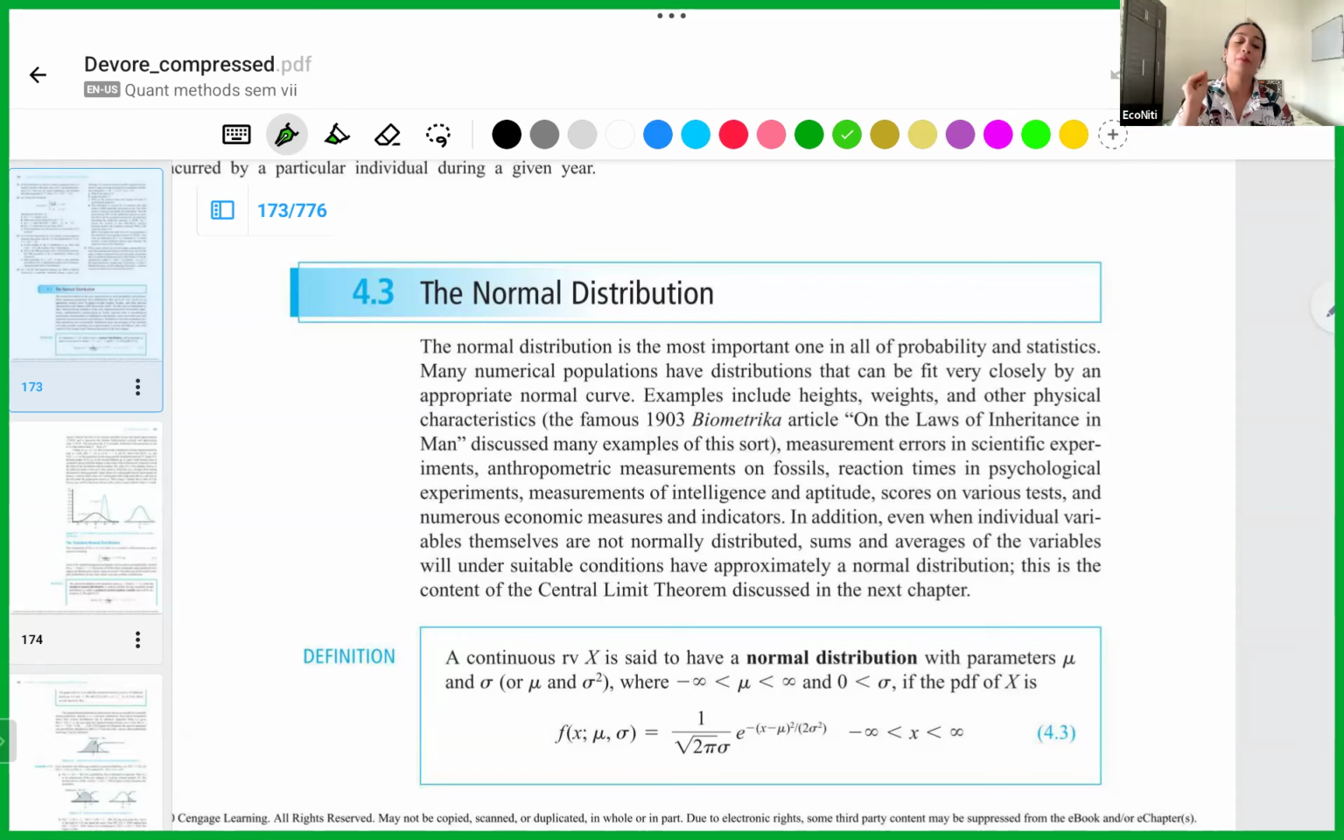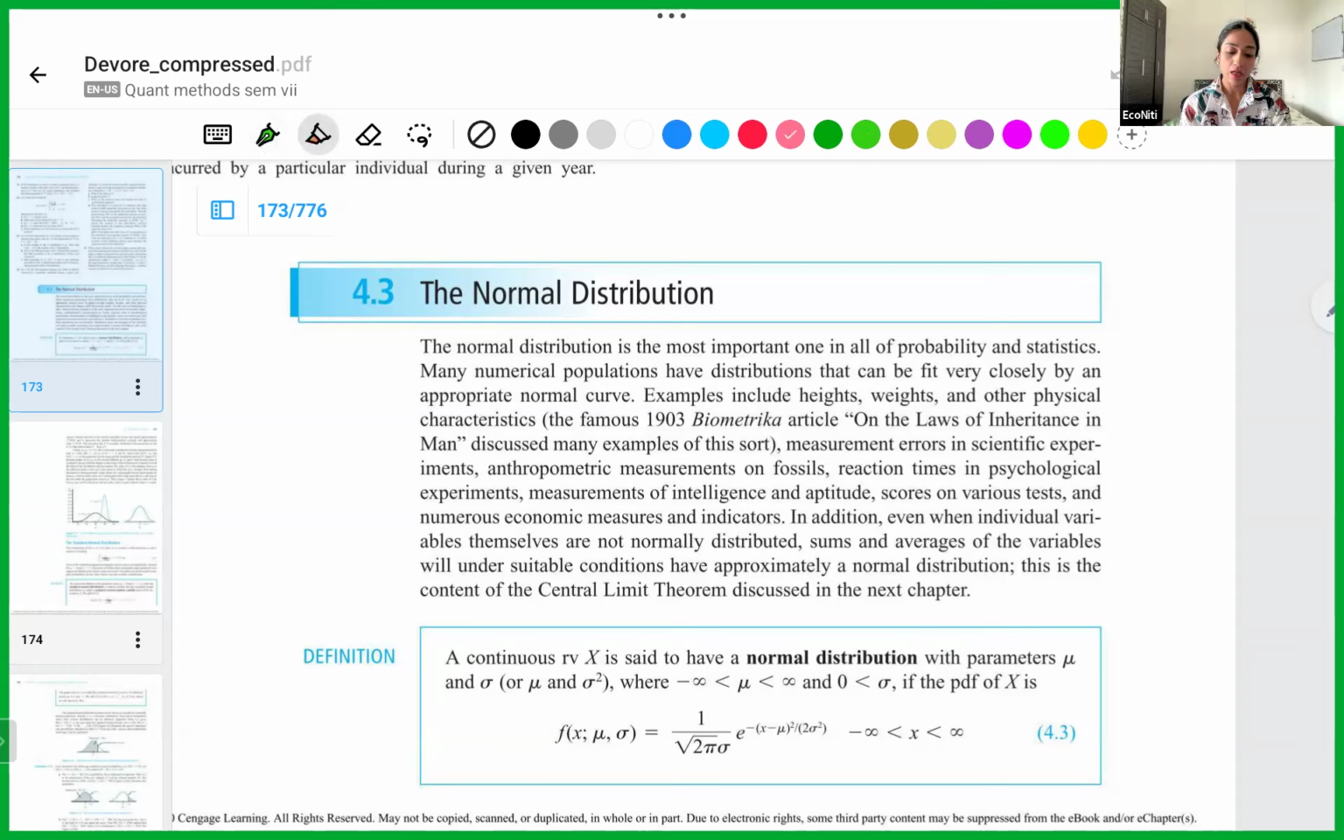ठीक है ना. Now we will do the normal distribution. इसका नाम normal जो है वो ऐसे ही नहीं पड़ा है. इसका नाम normal इसीलिए है क्योंकि ये normal का symbol है. This is how things normally behave, right? So what you will see is that, look, let's look over here. So many numerical populations have distributions that can fit very closely by an appropriate normal curve. तो ये जो normal curve होता है हमारा, बहुत सारे random variables का distribution naturally वैसा ही होता है.